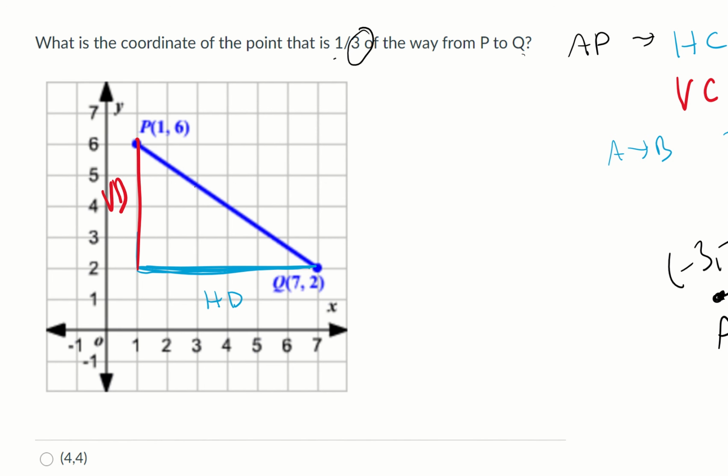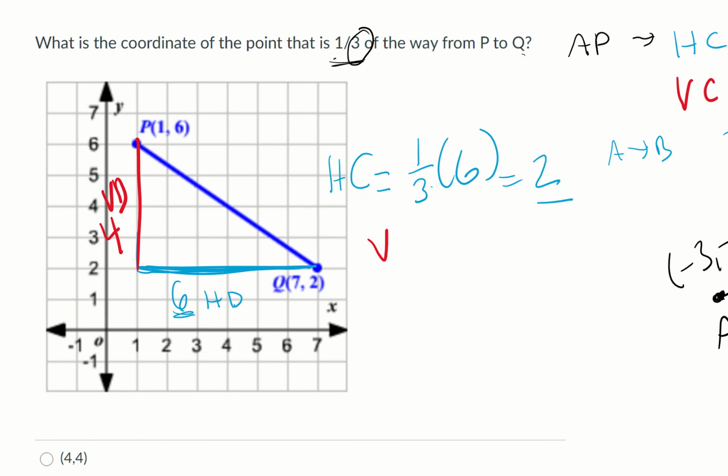So the vertical distance is pretty easy to tell. You just do 6 minus 2, which is going to be 4. And then the horizontal distance, you're going to do 7 minus 1, which is 6, okay? So we got those guys. And next we want to multiply each of those guys by 1/3, okay? So the horizontal change is going to be 1/3 times 6. And then 6 divided by 3 is 2, okay? That was the horizontal, I apologize. We'll call it horizontal change.